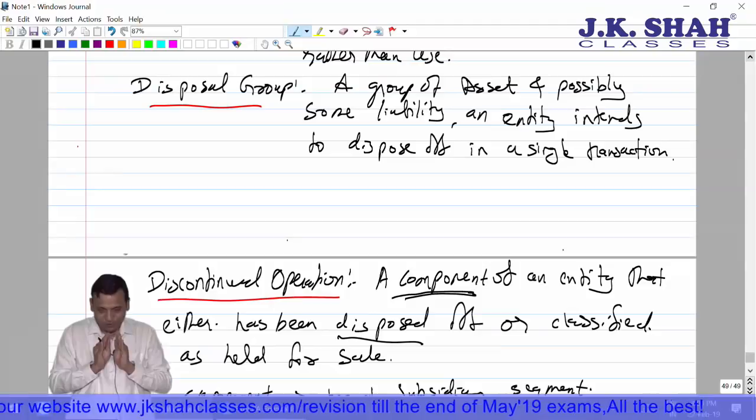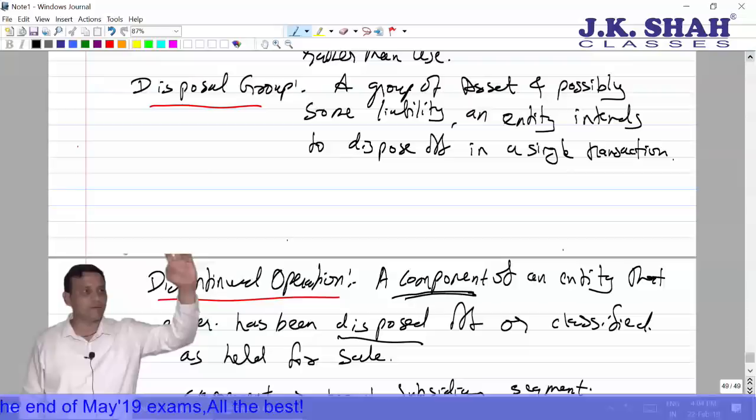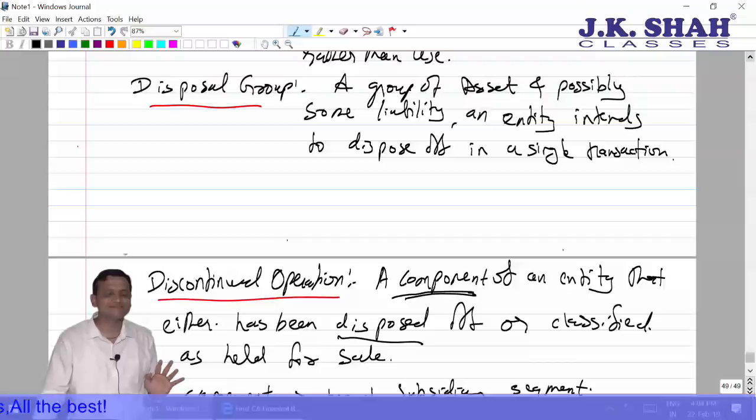Then I say disposal group, a group of assets. Like this classroom, what is a group of assets? This is an air conditioner, this bench, yes, there. You have a camera here, you have a projector here. This is a group of assets. Things are over. But this is not a component. Try to understand, this classroom is not a component.